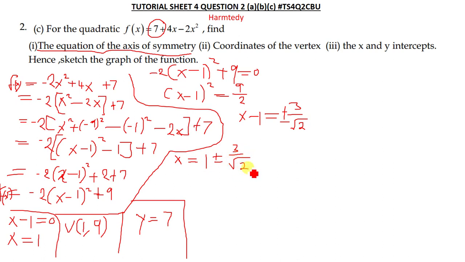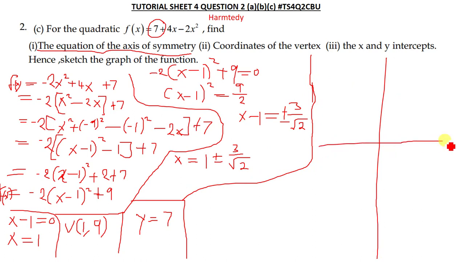So now, having found this, you can go straight into sketching. Our turning point is 1, 9. So I can say this is 1, 9. So this is our turning point.